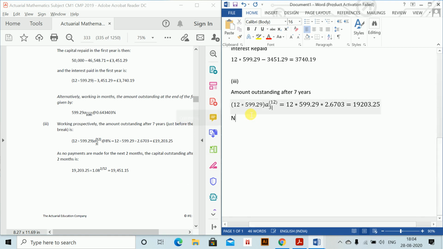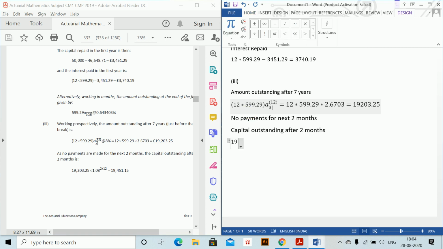Once you solve this, as no payments are made for the next 2 months, the capital outstanding after 2 months is equal to 19203.25 into 1.08 to the power 2 by 12, which is equal to 19451.15.